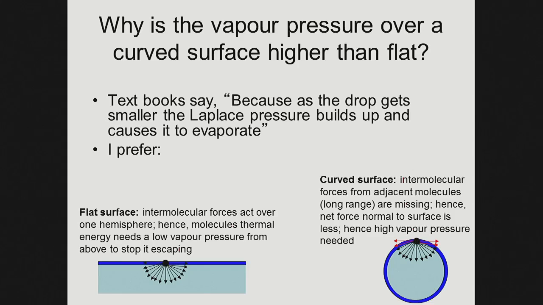And if this molecule experiences some thermal motion, it can overcome these forces and evaporate, so it can escape from the surface. If you think about a curved surface, then the molecule on the surface here experiences intermolecular forces, but there are some missing. So there aren't as many. The force pulling this down into the drop isn't as strong as the force pulling it down for a flat surface. So that means this molecule can escape from this surface more easily than this one can. Okay, so if this droplet exists, there must be an additional pressure pushing it in from the outside, and that's the vapor pressure. So in order for this droplet to exist, there needs to be an additional vapor pressure. Does that make sense? Okay.